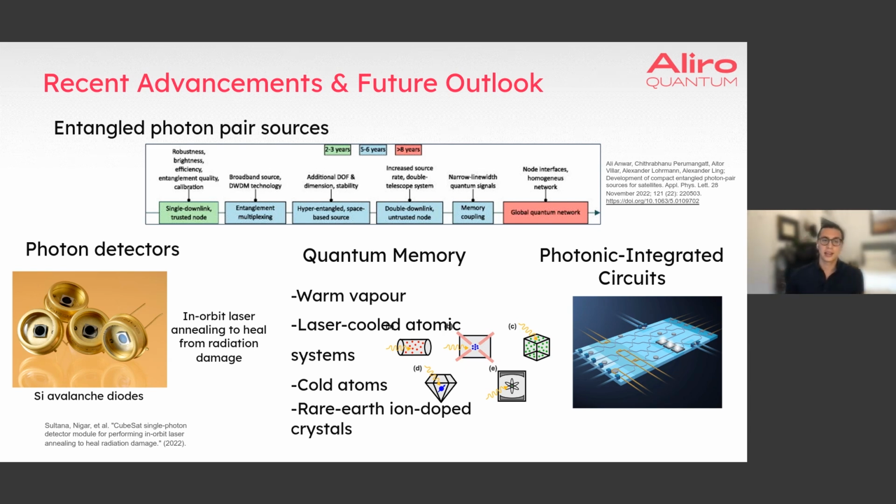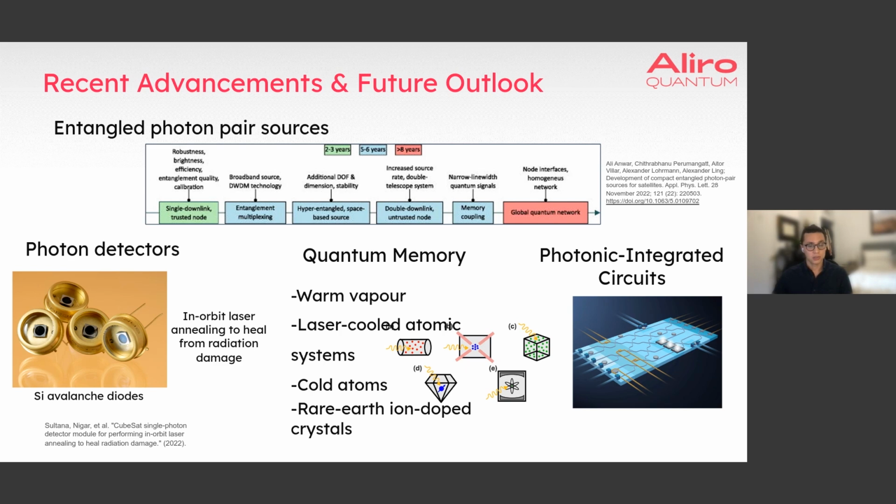So I wanted to highlight a project from a couple years ago out of IQC and with many other collaborators, where they studied silicon avalanche photodiodes for photon detection. And they actually used an in-orbit laser annealing approach to self-heal from radiation damage. Technologies like this are really important for pushing the boundary to the next generation of photon detectors for satellite deployment.